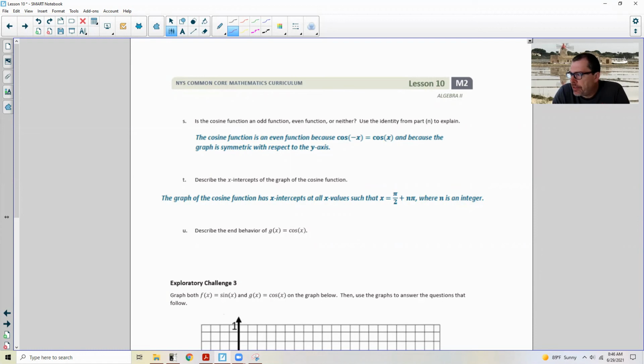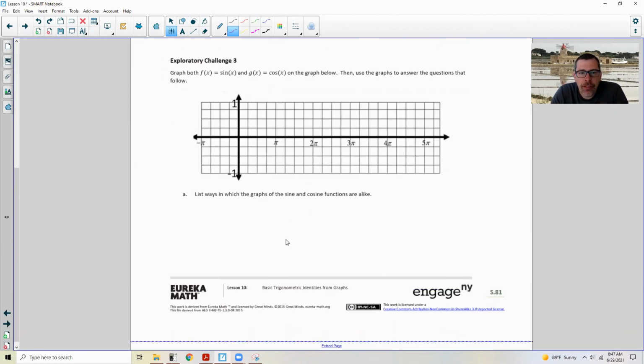Is there an end? Okay, so as x increases to infinity, or as x decreases to negative infinity, the cosine function cycles between the values of negative 1 and 1. Apologize for that, I'm getting a little numb.